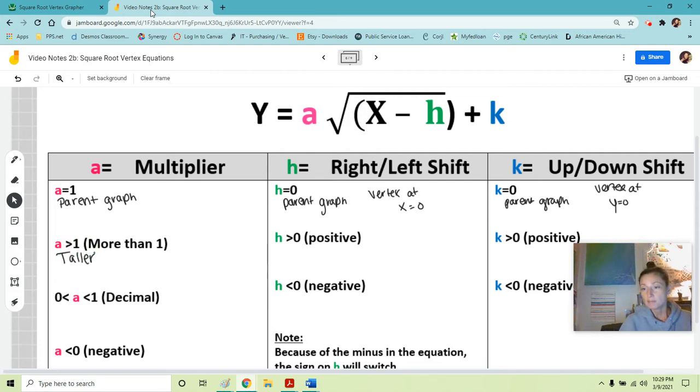The way that we say that mathematically is that it stretches vertically. So those y values went up, it stretches vertically.